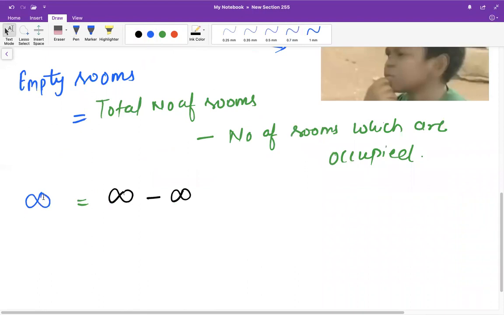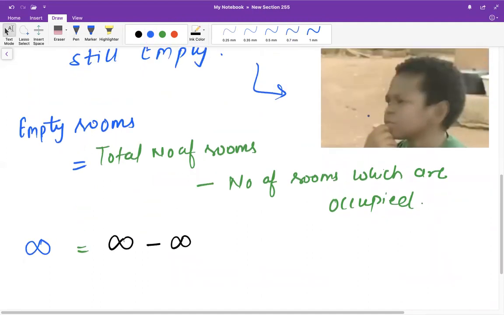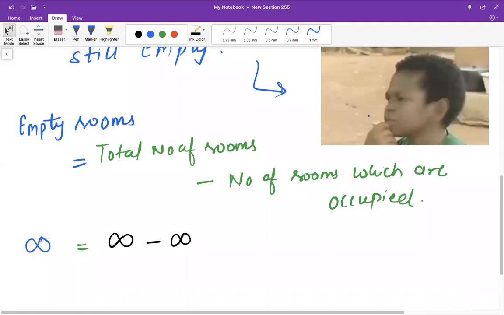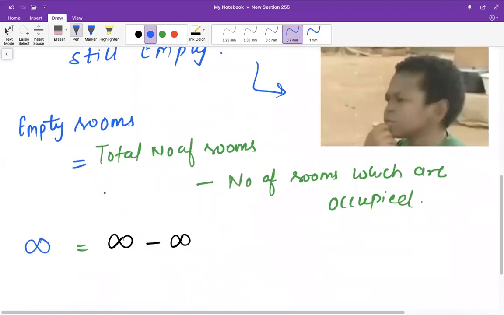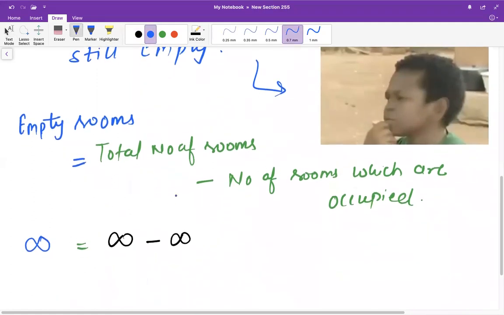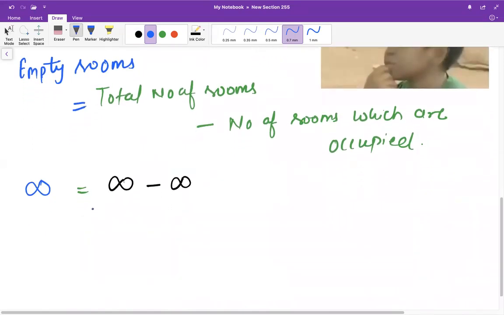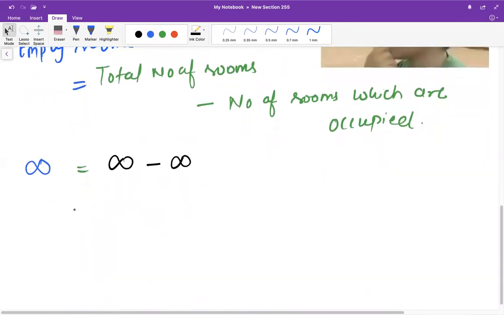Now when I say that even now infinite rooms are empty, you will be surprised, right? You will ask me how so. So let us try to understand how, even after all rooms are full, infinite rooms are still empty. Let's see that.